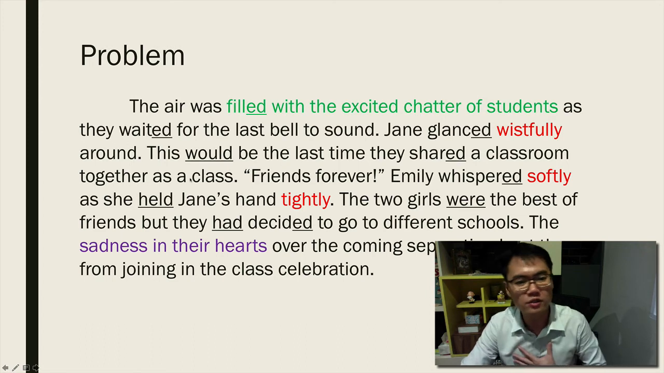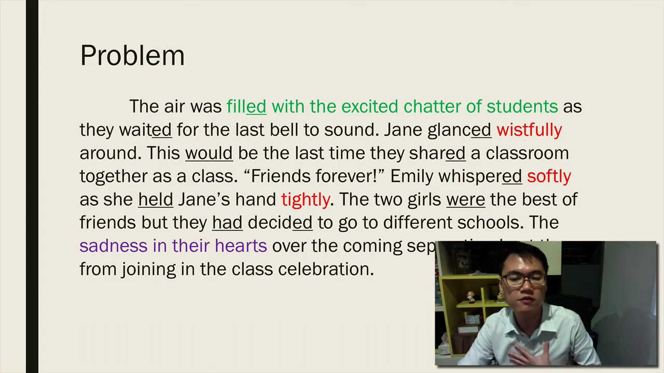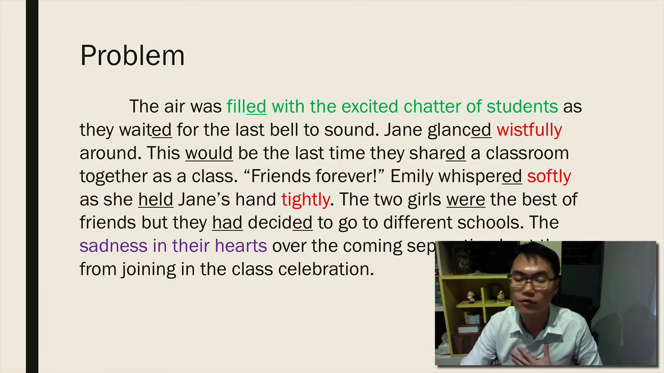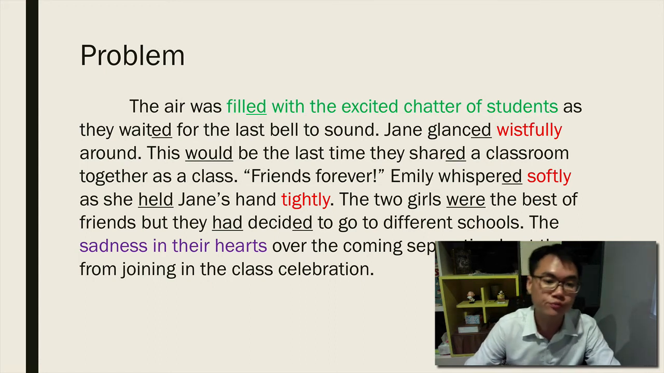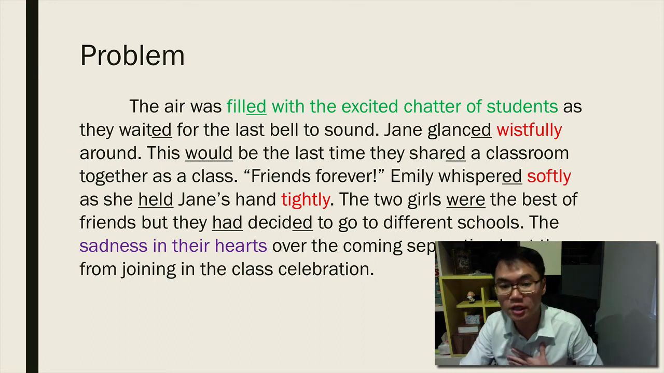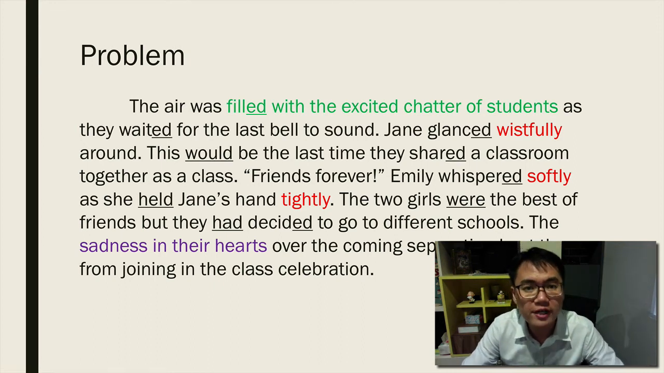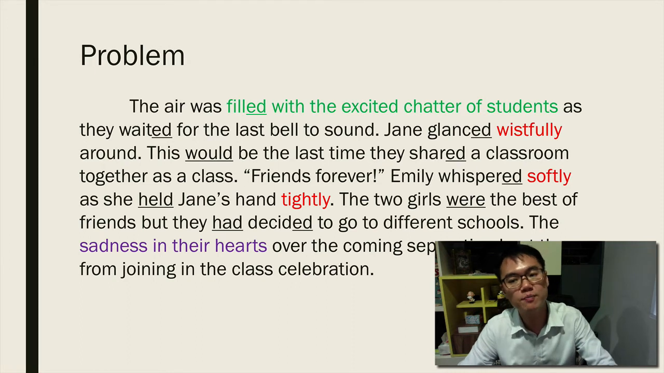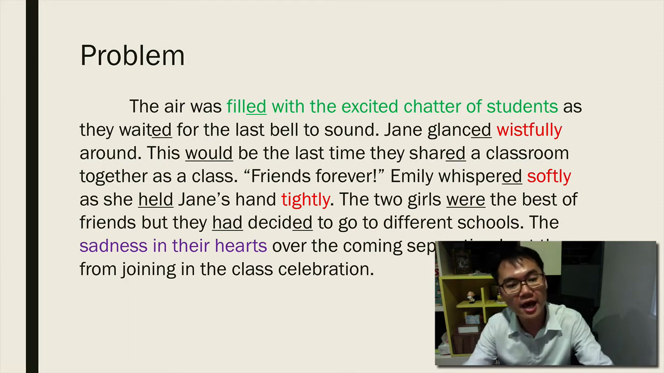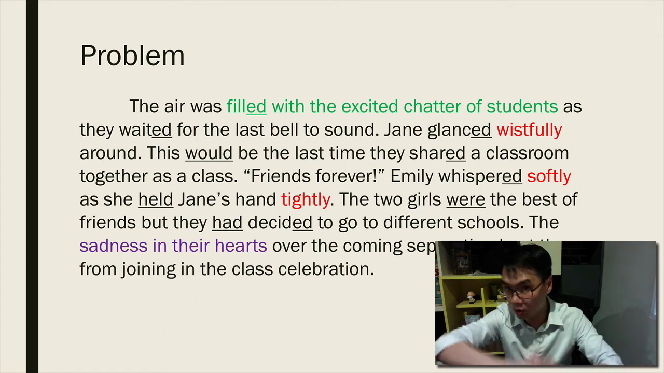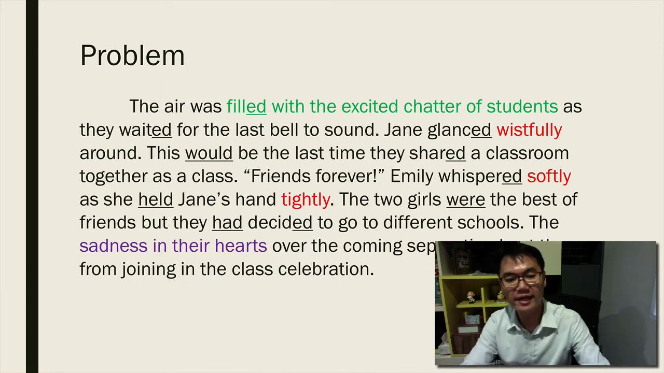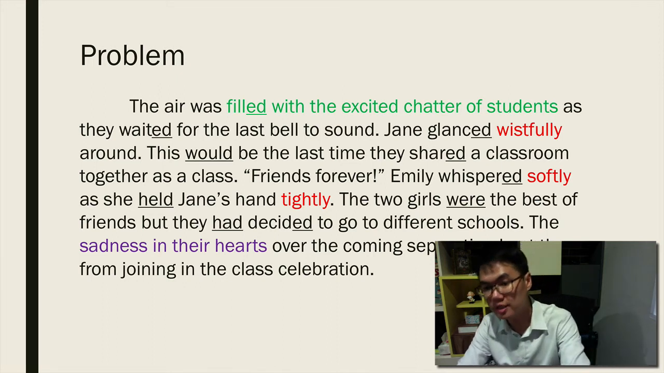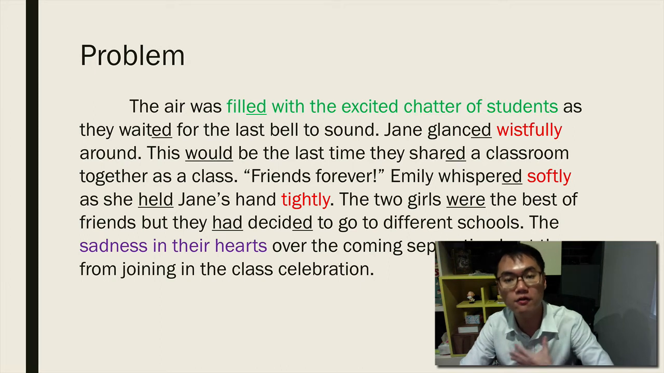This would be the last time they shared a classroom together as a class. Right? So Jane was feeling sad because it was the very last period of the very last day of her time in her primary school. So I'm sure we can feel the same way as Jane feels. "Friends forever," Emily whispered softly as she held Jane's hand tightly. Now remember the picture, the 2 girls holding hands. The 2 girls were the best of friends, but they had decided to go to different schools. Now we have the reason why they're feeling sad.